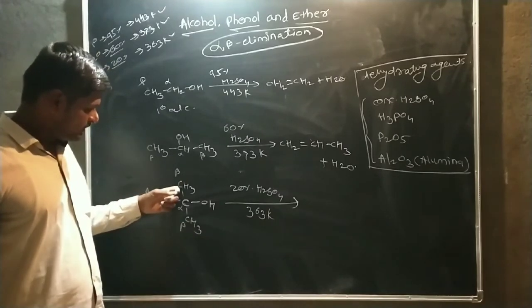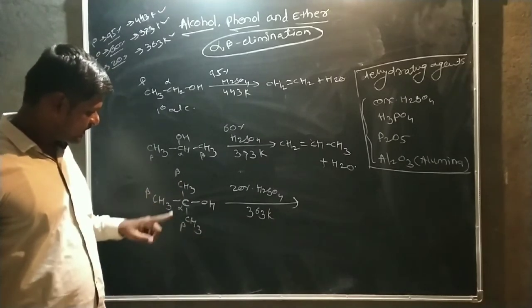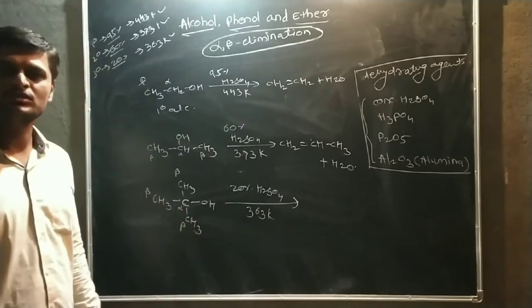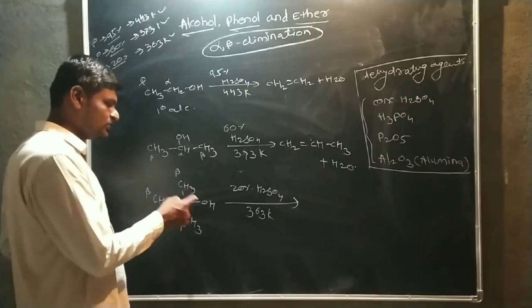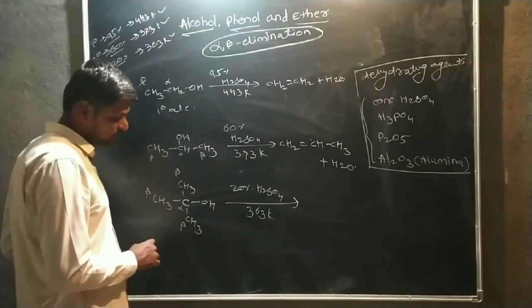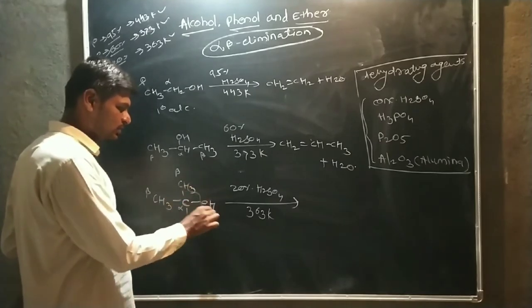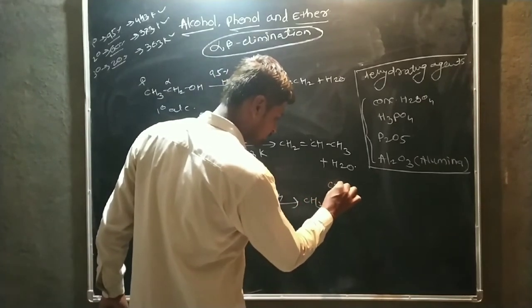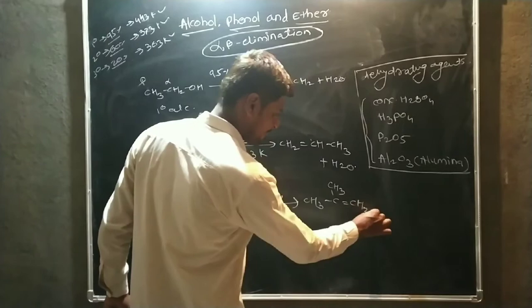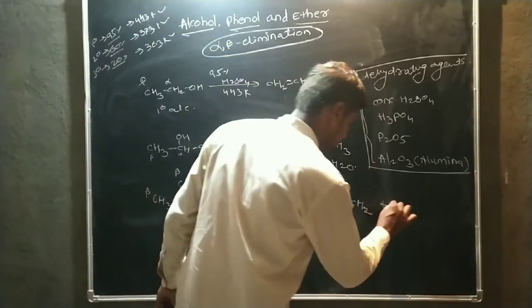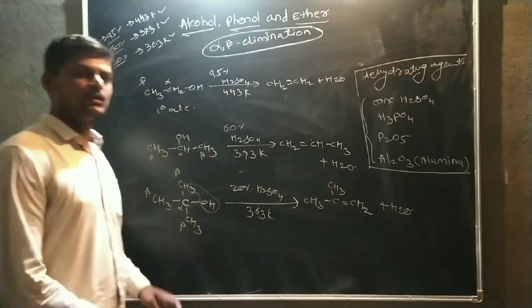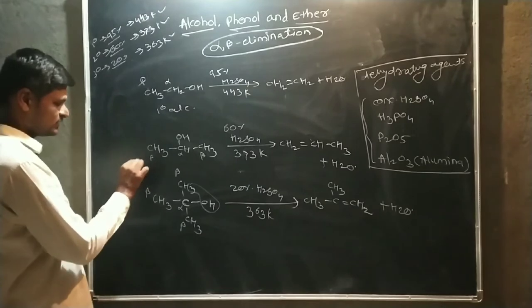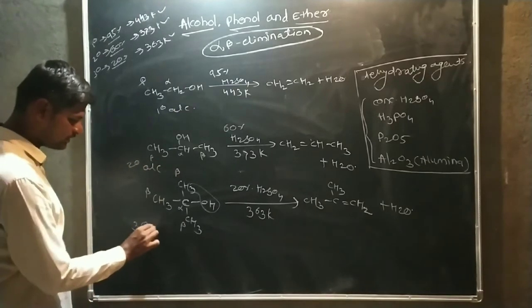From each beta carbon there are three beta hydrogens. One hydrogen can be eliminated from any of these beta carbon atoms. By the elimination of the beta hydrogen and the hydroxyl group, there is a formation of the respective alkene plus H2O eliminated. Now we focus on these three reactions. This is a primary alcohol, this one is a secondary alcohol, and this one is a tertiary alcohol.